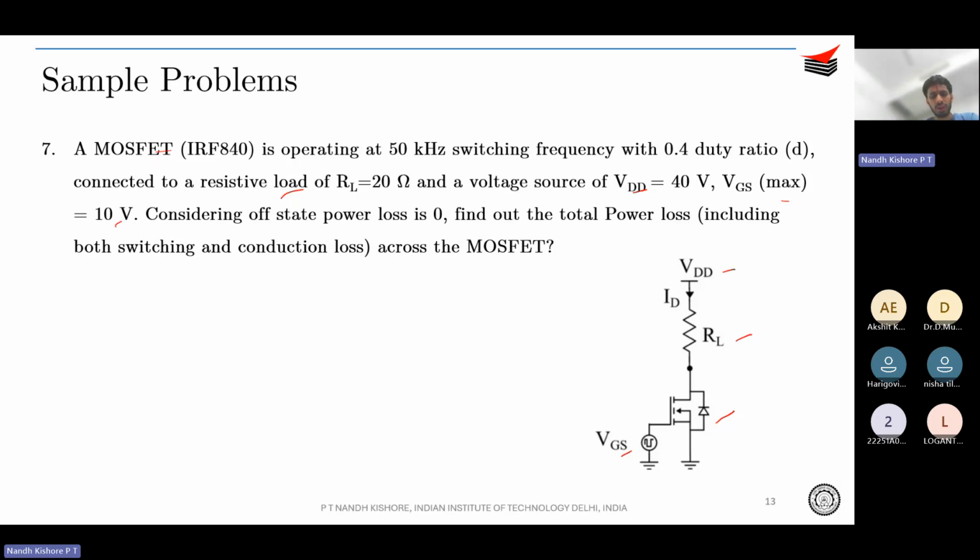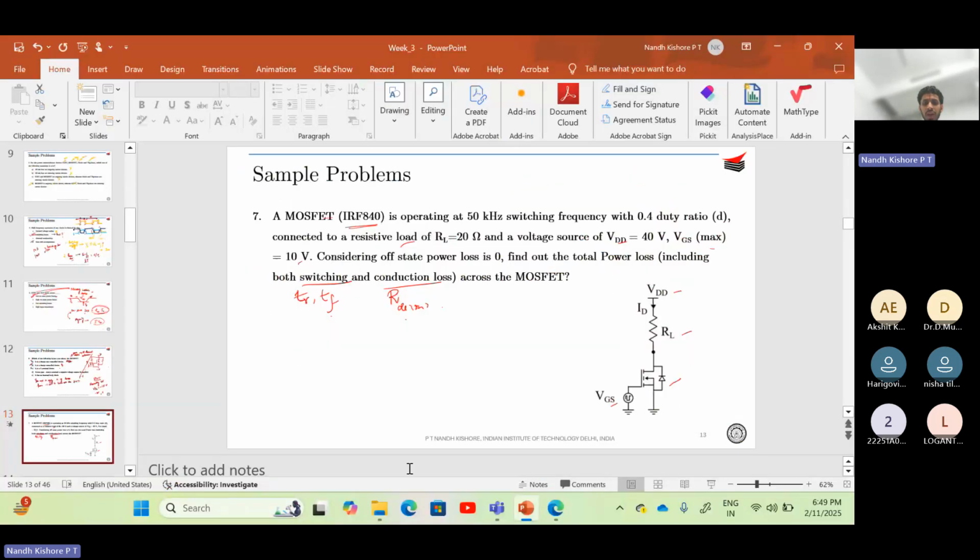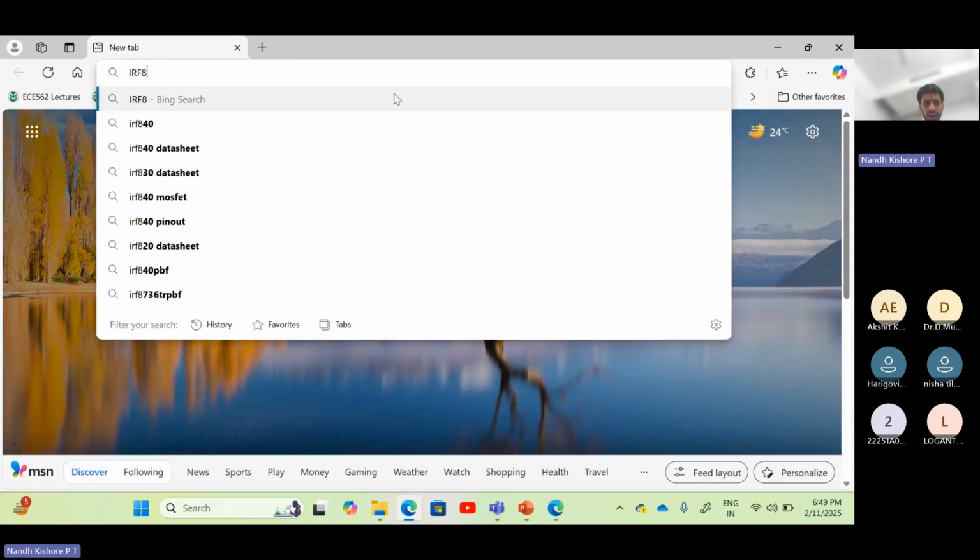More things are required, though. To find your switching loss, you require information about tr and tf. And for conduction loss, you require RDS(on). Because these are device parameters, they have given the MOSFET part number. Since the part number is given, you can go to the device data sheet. So IRF840. I guess my screen is visible, right? IRF840.